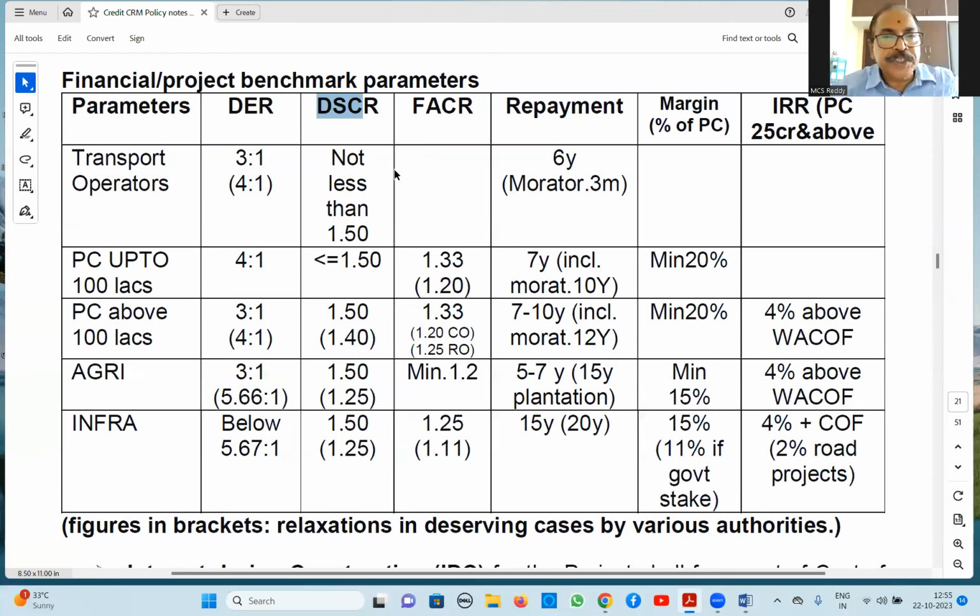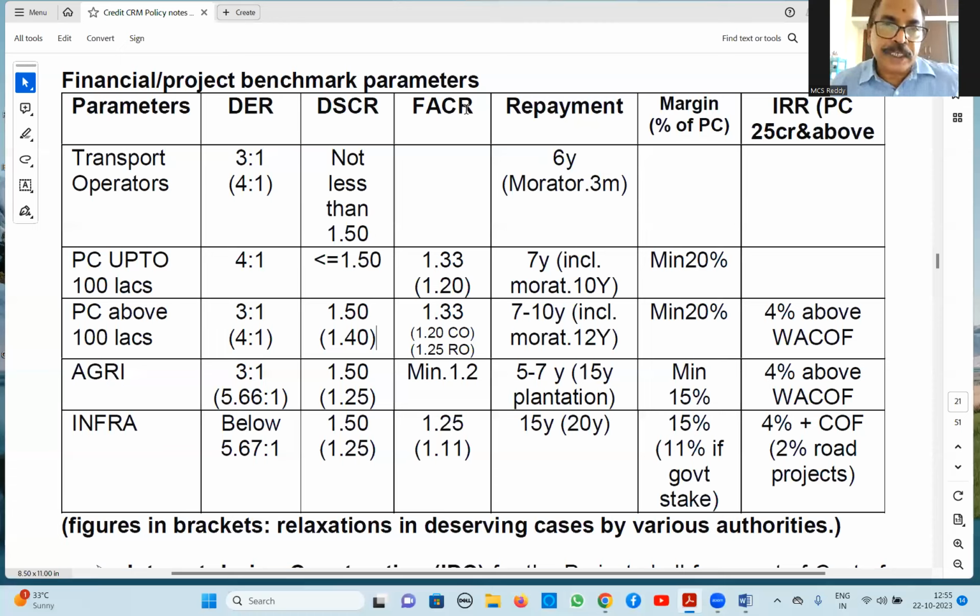So the ratio is generally 1.5. Earlier also I told you, wherever they are asking DSCR, blindly remember it is 1.25 generally. Only thing is next higher authorities, sometimes they may accept up to 1.25 or 1.40. Agriculture 1.25, infra 1.25, otherwise PC big projects 1.40, otherwise it is 1.50. This is DSCR, debt service coverage ratio.